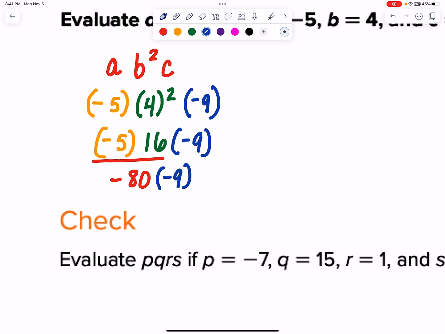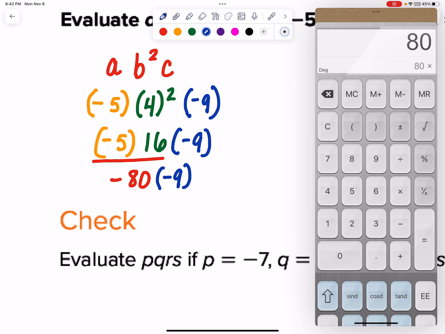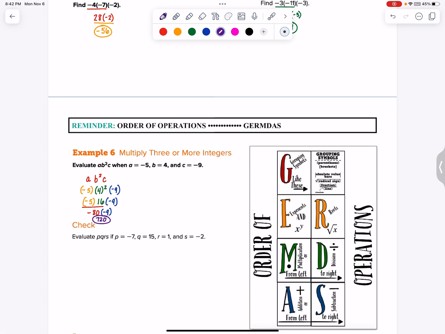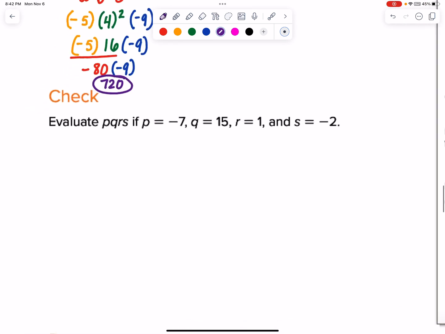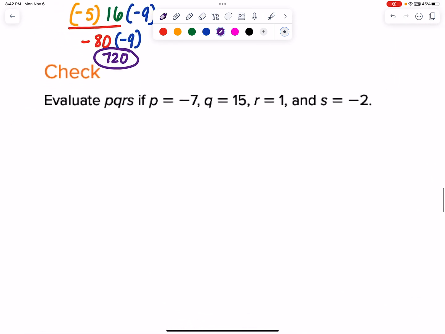Make sure you don't lose the parentheses, so it doesn't look like subtracting 9. That wouldn't be good. Now I have a hate to hate. They're both negative. So 80 times 9. Hate to hate, I actually love. And we end up with 720 out of that whole thing. Okay, so let's go ahead and have you try this one. Go ahead and pause, and then you can check it with me.